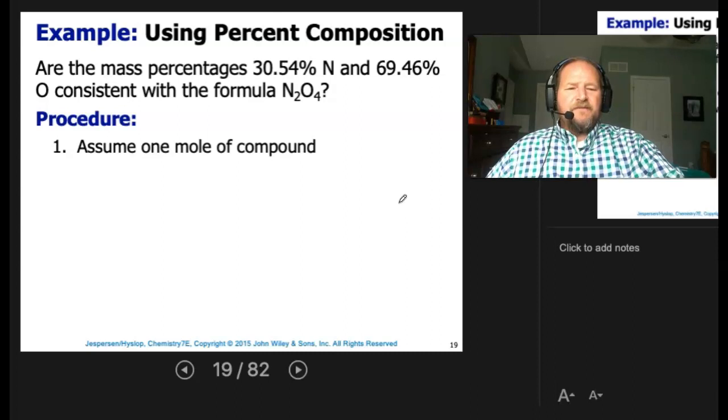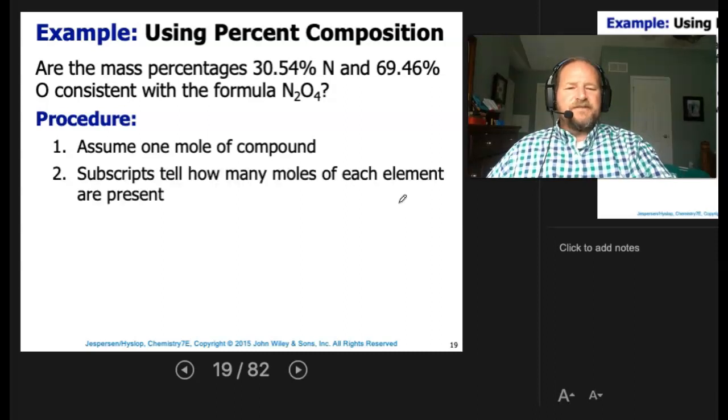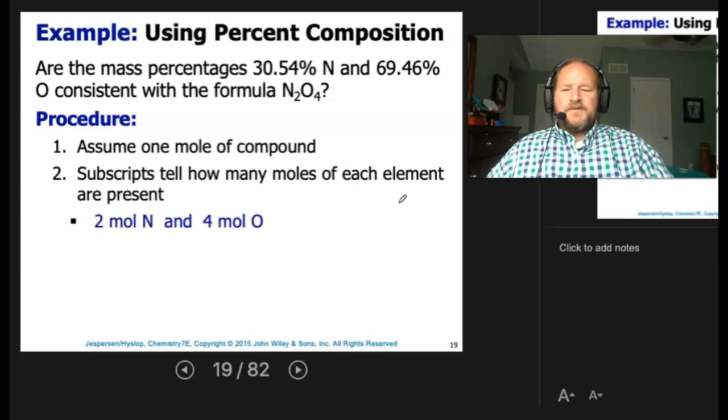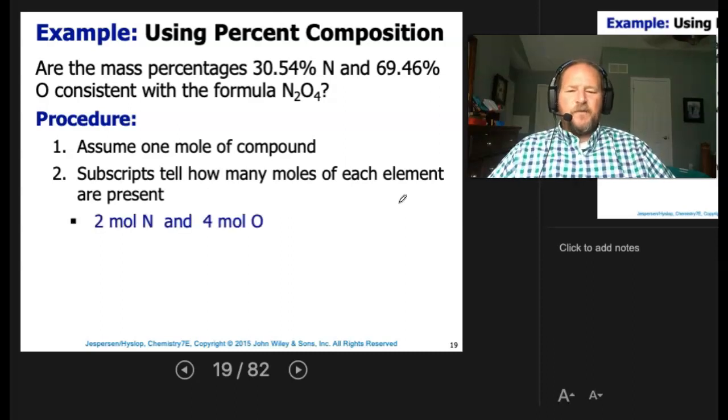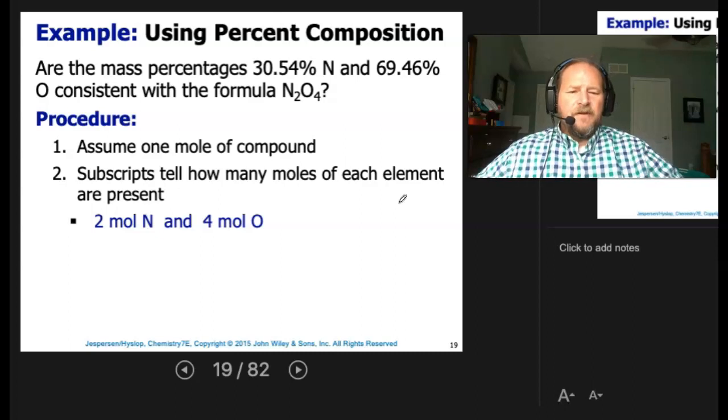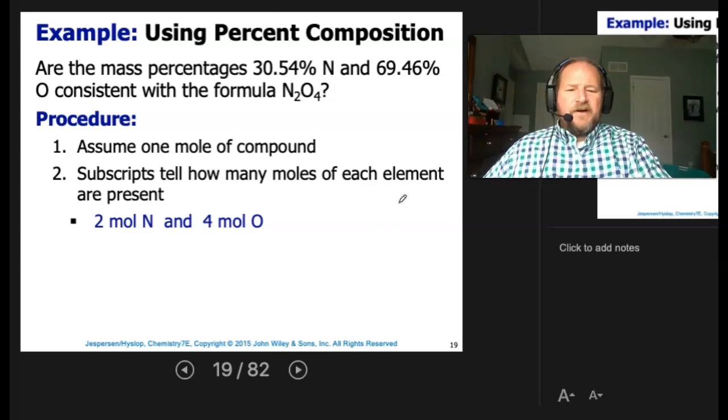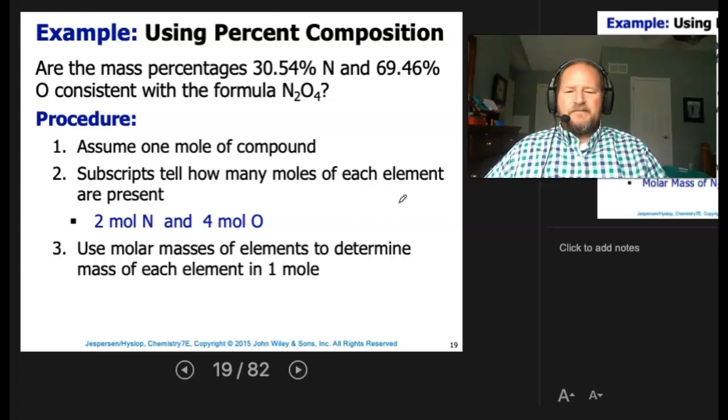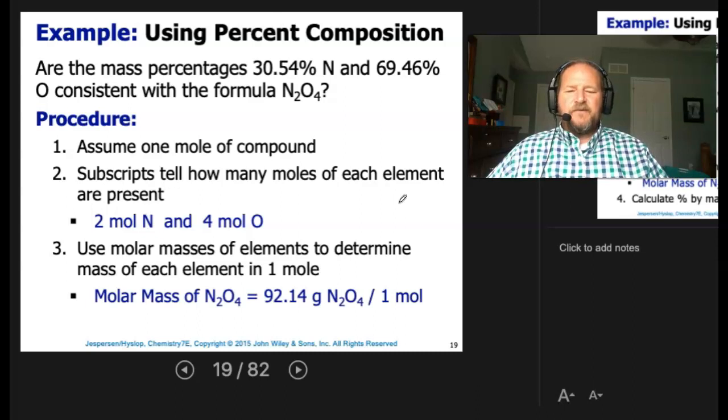So if we assume we have 1 mole, then we should have 2 nitrogens and 4 oxygens. So the subscripts will tell us how many moles are there. So we'll say we have 2 moles of nitrogen and 4 moles of oxygen. Now we can go to our periodic table and get our molar masses, right? And we'll determine the mass for 1 mole of this material. So the molar mass of N2O4 would be 92.14 grams of N2O4.